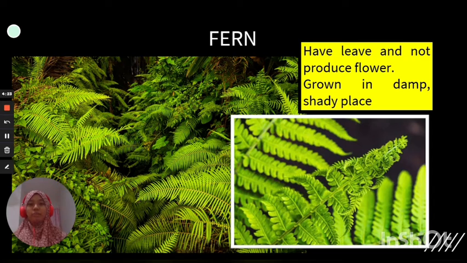Next one, we have fern. It has leaves and does not produce a flower. It also grows in damp, shady places. Also it makes its own food. Fern is also a plant.